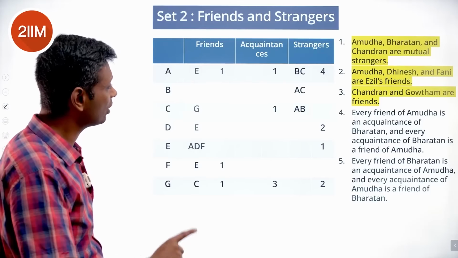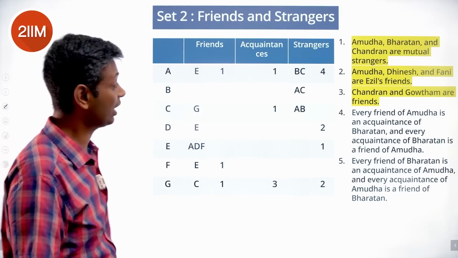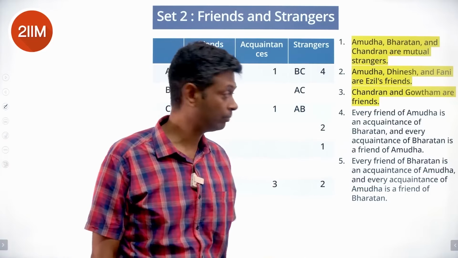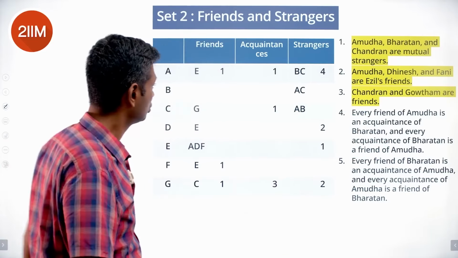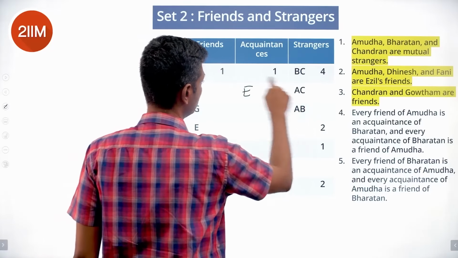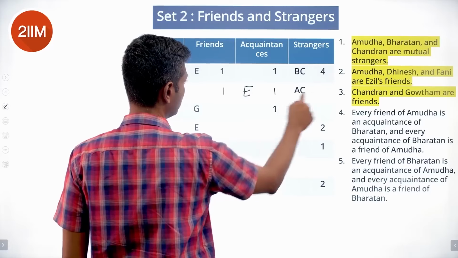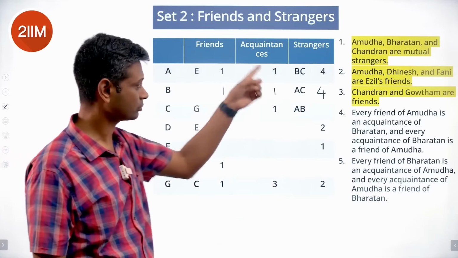Every friend of Amudha is an acquaintance of Bharatan, and every acquaintance of Bharatan is a friend of Amudha. So to start with, this E should come here. This one should be 1, this should be 1, this is 4. So the numbers have to mirror each other.